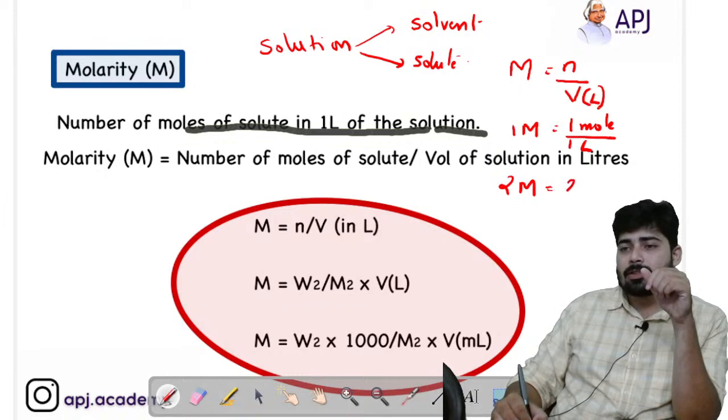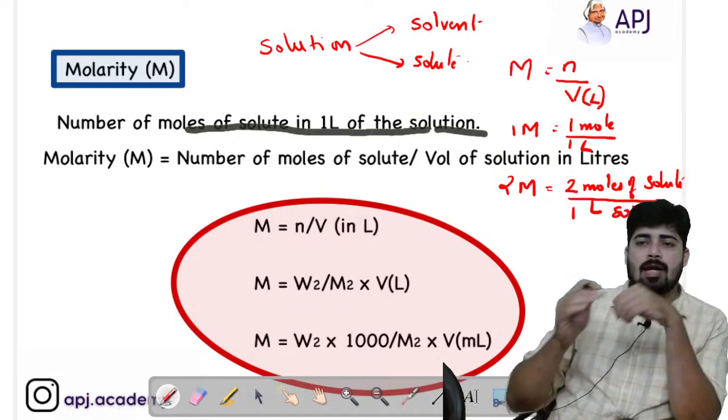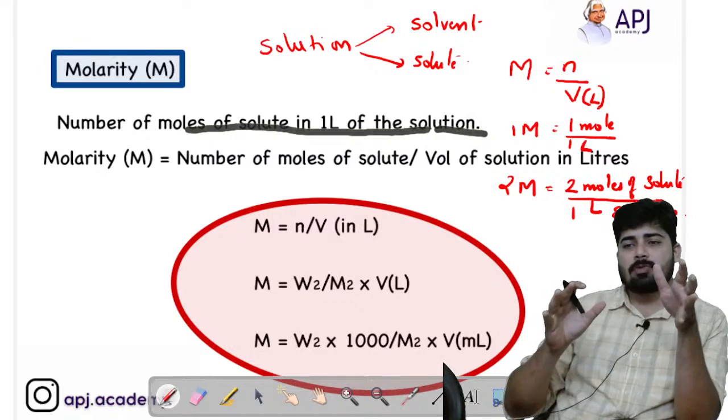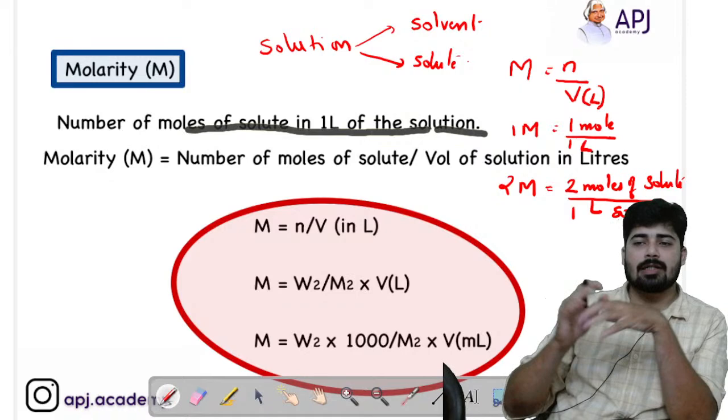That means it consists of 2 moles of solute in 1 liter of solution. This is what you have to understand regarding molarity. So what is molarity? Molarity means the number of moles of solute divided by the volume of solution in liters.